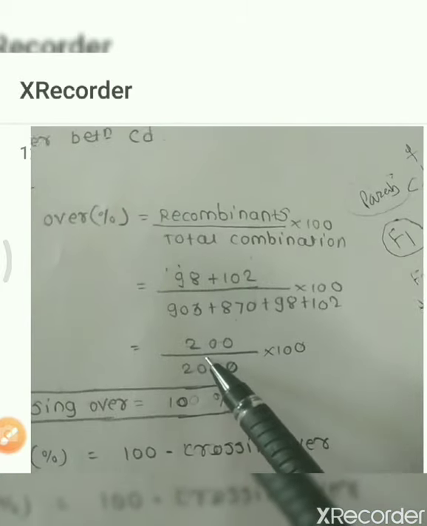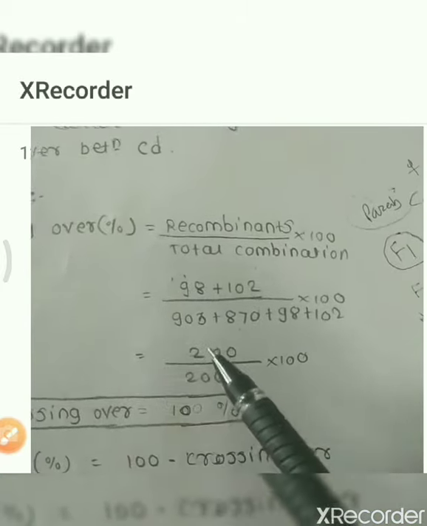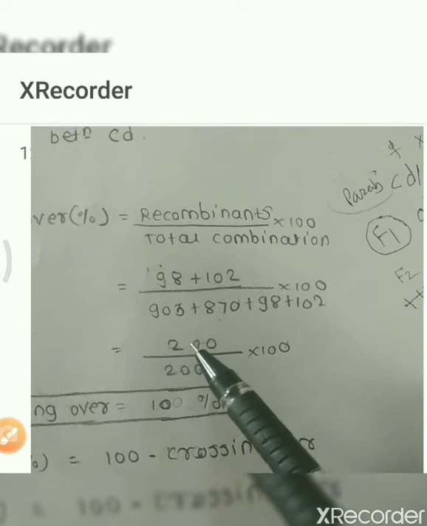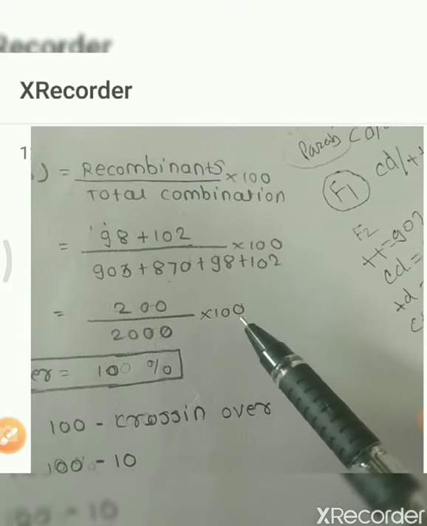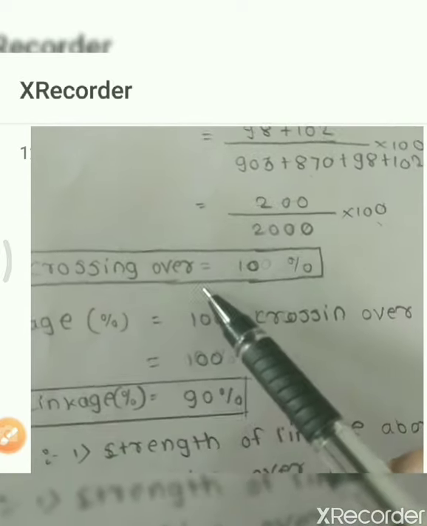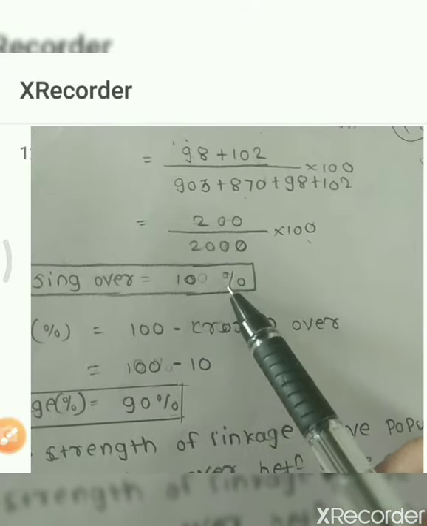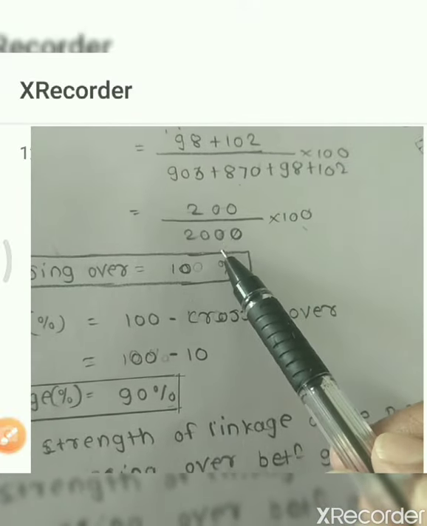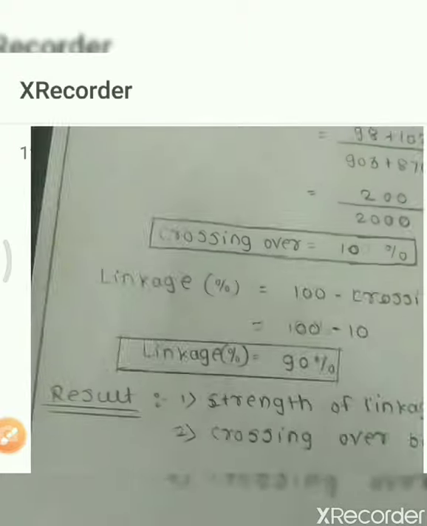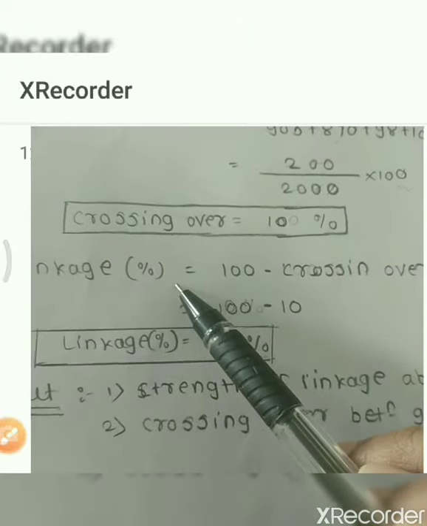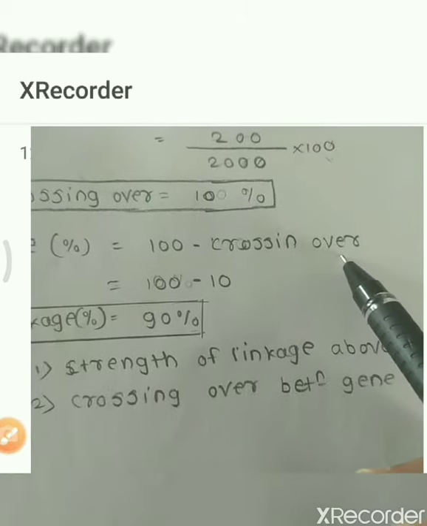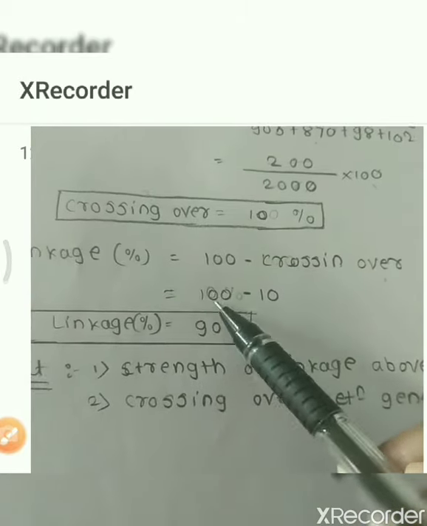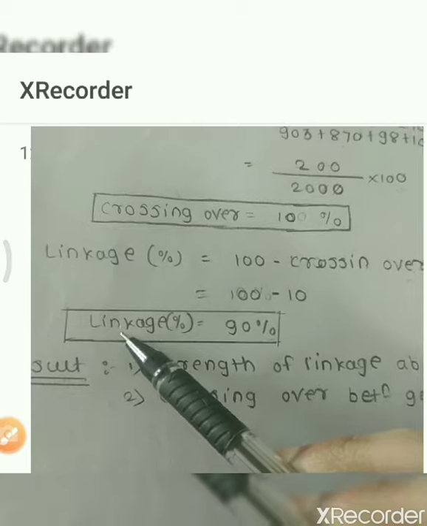Finally we obtain 200 divided by 2000, whole multiplied by 100. So crossing over in percentage is equal to 10%. Hence the linkage value in percentage is equal to 100 minus the crossing over value, that is 100 minus 10.